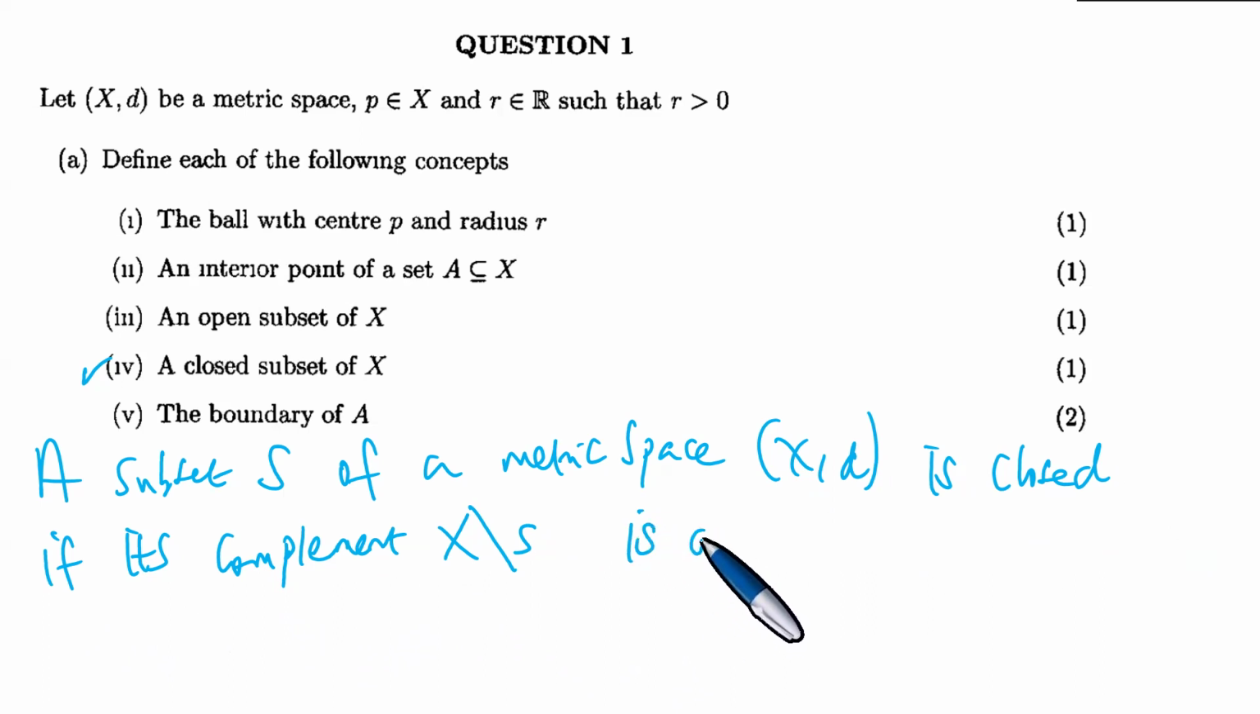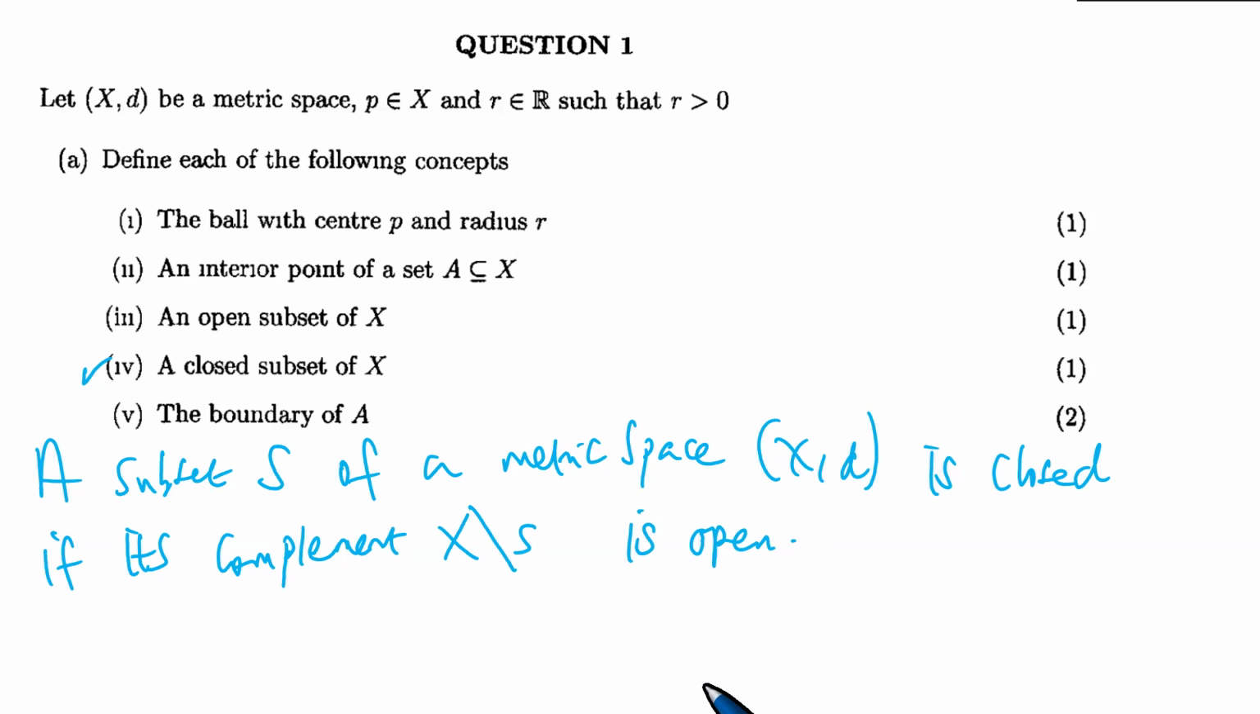If its complement is open. What is a closed subset of a metric space? A subset S of a metric space (X, d) is closed if its complement, X minus S, is open.